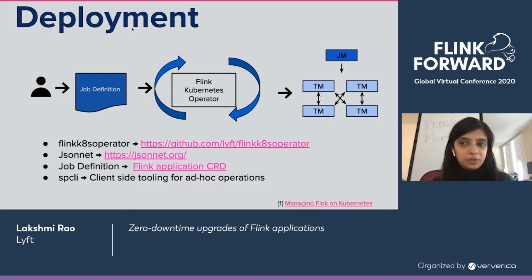The Flink Kubernetes operator is constantly watching all job definitions. And every time there's any update to any job definition, it tries to apply that update to an existing job, if there is one. Or if you're creating a new job, it creates a new Flink application for you. And we use client-side tooling, command line tooling, for performing any ad hoc operations on the Flink application, like restarting the cluster, deleting the cluster, getting the status of the cluster, etc.